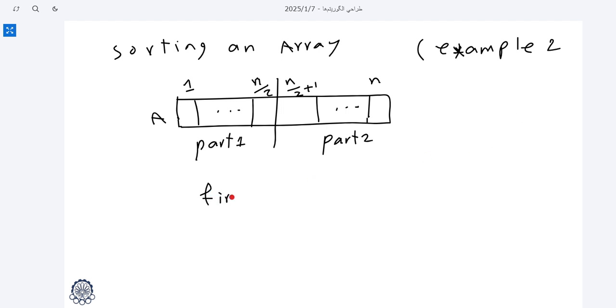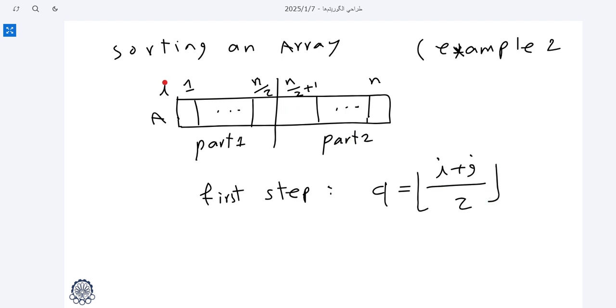So in the first step, again we compute an index, which is the middle index. If i here is 1 and j here is n. This is the first step. Then in the second step, we call our algorithm for each of the subproblems.